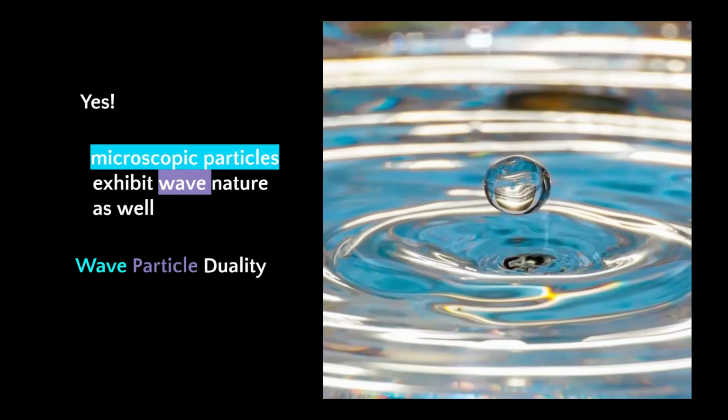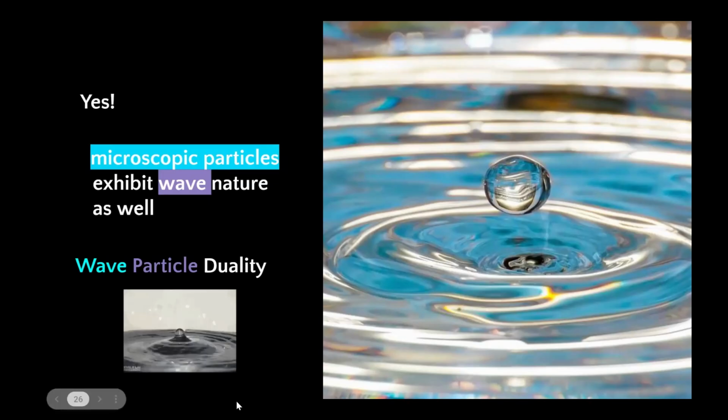And this is called wave particle duality. And just look at this image. It's so beautifully clear that this drop is a particle, but its effect is that of a wave. This really boils it down for me when I look at it. And why not? It shows us both particle and wave nature together.